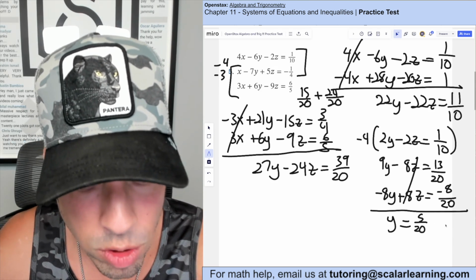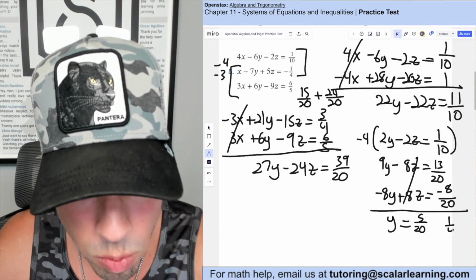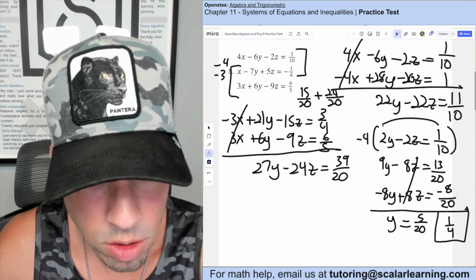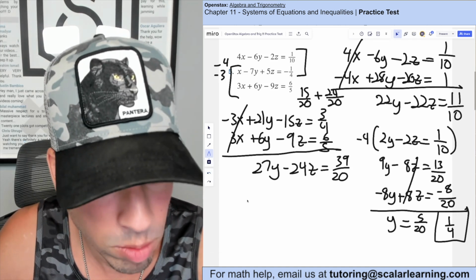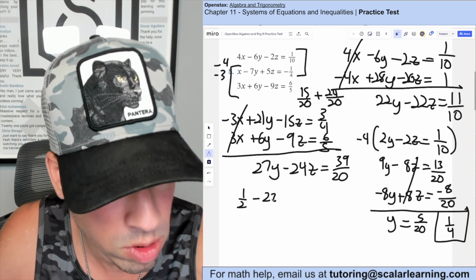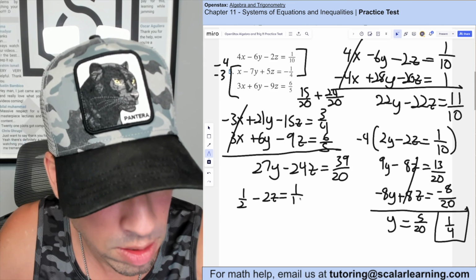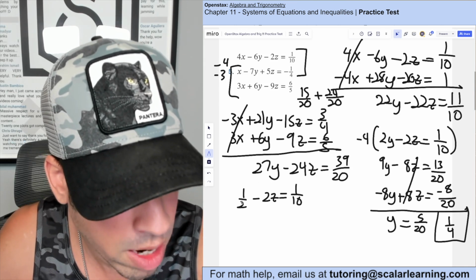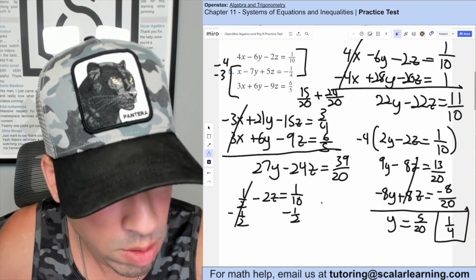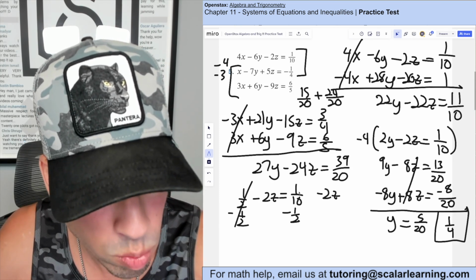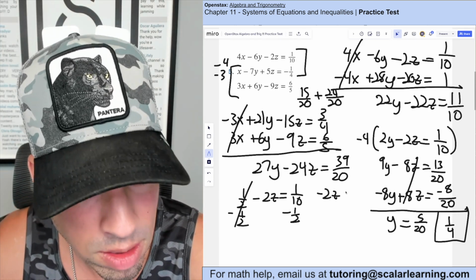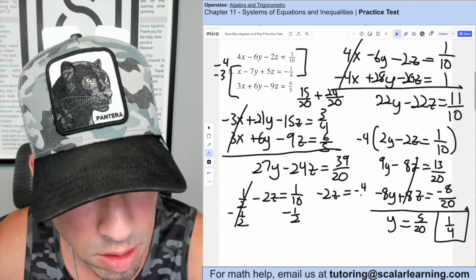And that is going to reduce to 1/4. Now that we've got y, we can solve for z using maybe this equation. Okay, so let's say we've got 2 times 1/4 is 1/2 minus 2z equals 1/10. Now I'll minus 1/2 from both sides, right? Minus and minus, and that goes away. Then we got negative 2z equals 1/10, and then 1/2 is 5/10, right? So 1/10 minus 5/10 is negative 4/10.